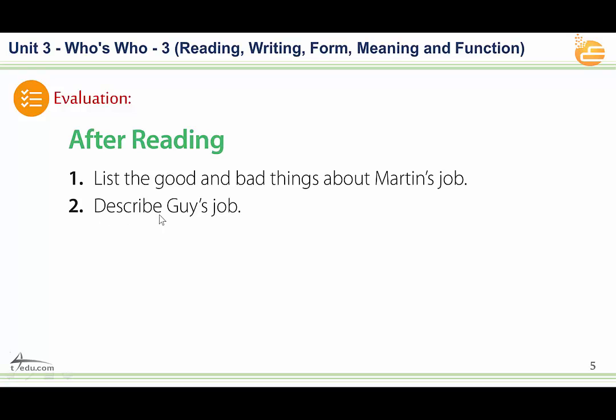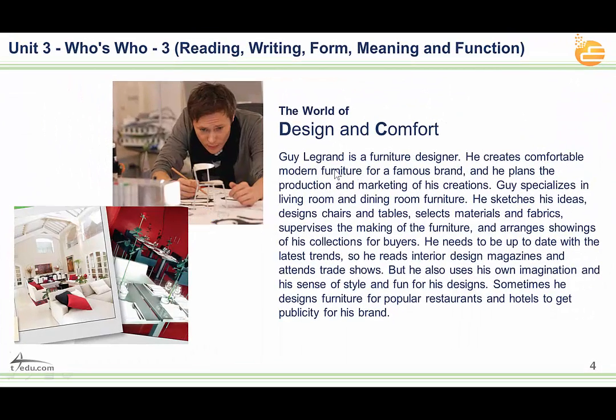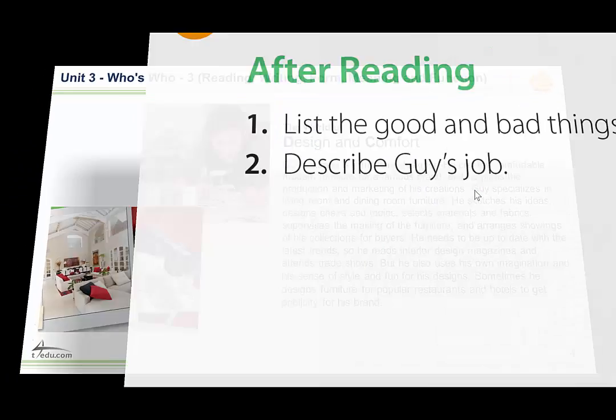Okay, number two, describe Guy's job. He's the second one. Guy, this is Guy Lagrand, okay? What do you think? Describe his job. What is his job? Take a look. What is he doing in his job? Describe it. Excellent, this one. He creates comfortable modern furniture for a famous brand. You can also add this one: and he plans the production and marketing of his creations. Okay, excellent. This is the second question.